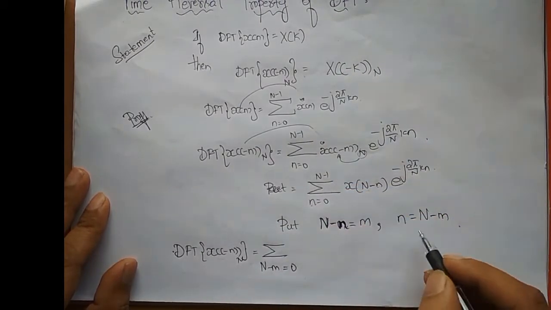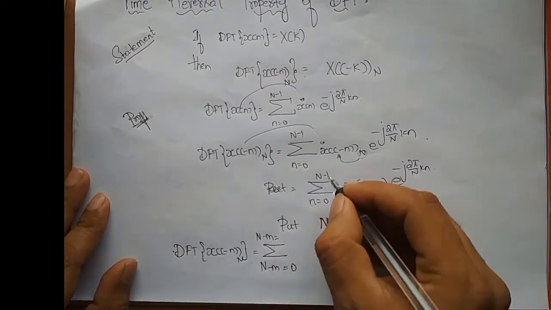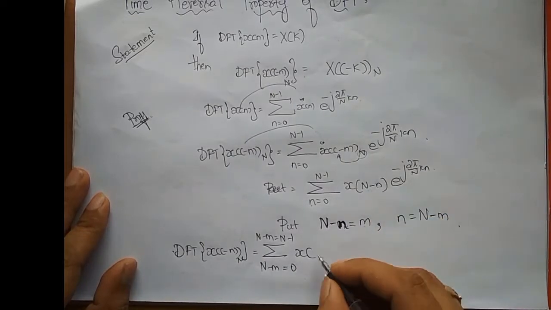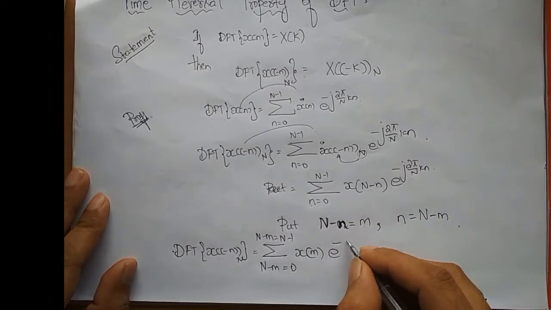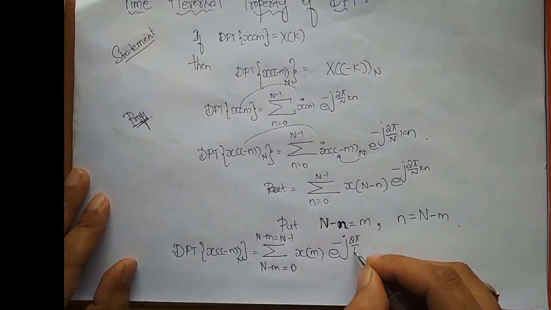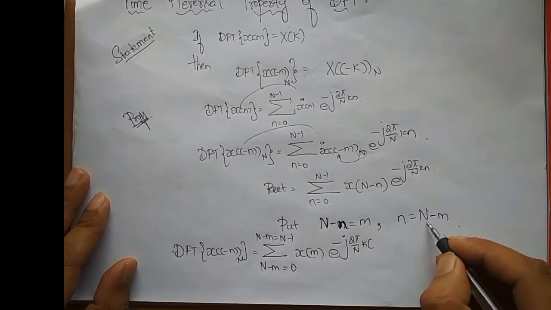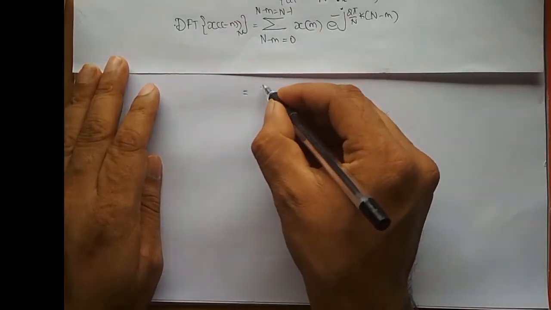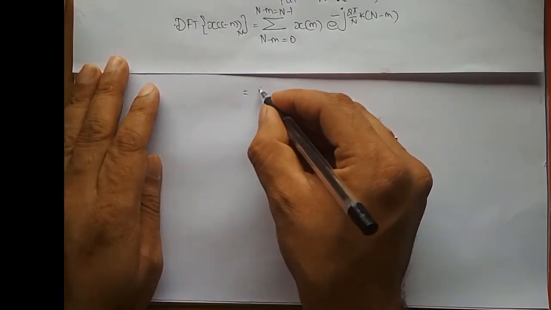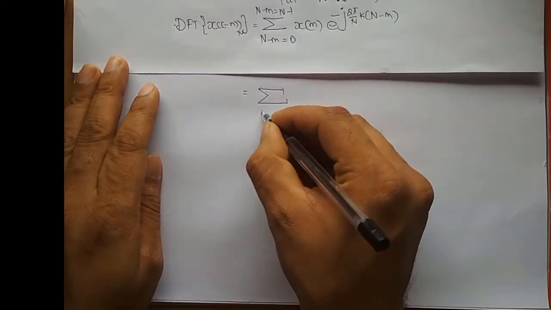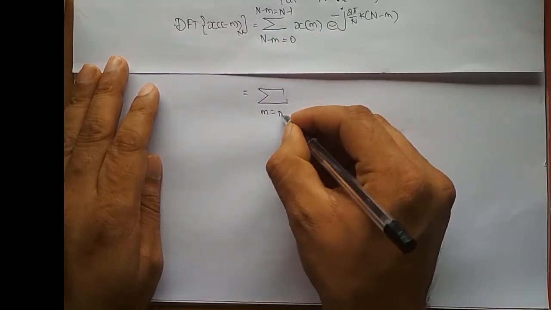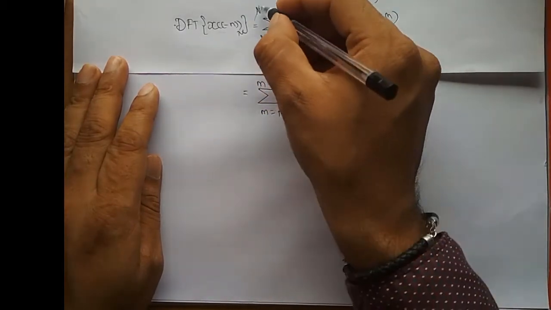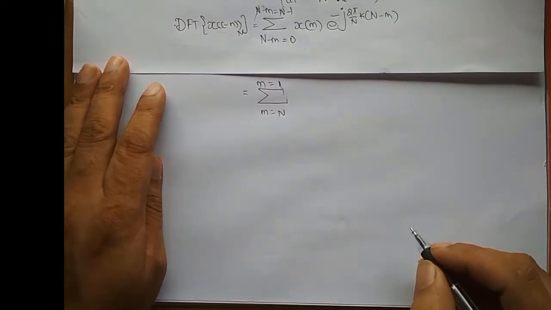The limits: N minus m is equal to 0 to N minus 1, x of, so N minus n I am replacing by m, into e power minus j 2 pi by N into k into, so what is n? n is N minus m. So this is equal to, if I write it in terms of m, summation m is equal to N to m is equal to, so the minus signs cancel out, I get m is equal to 1.